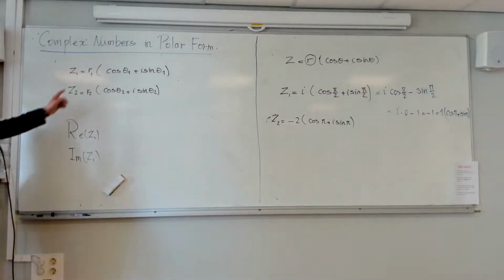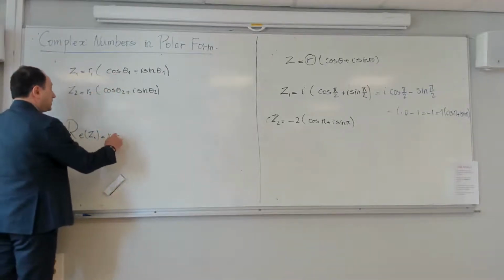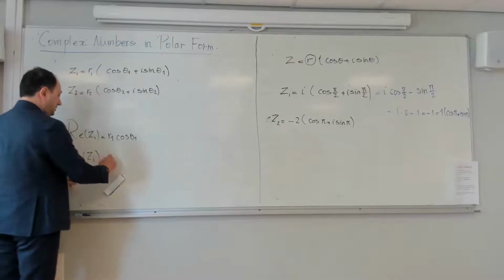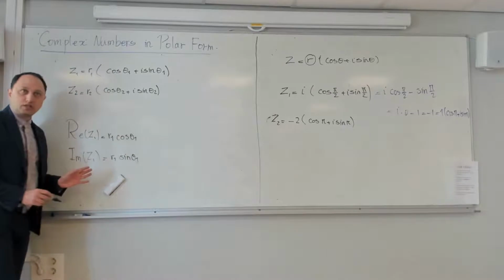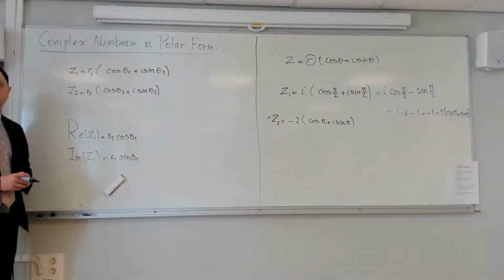Yes, so you have to multiply R1 first, and then the real part R1 cosine theta 1 is the real part of Z1, and the imaginary part is R1 sine theta 1. Everyone agrees, so it's easy. Now, if I ask you to add these two, what do you need to do?